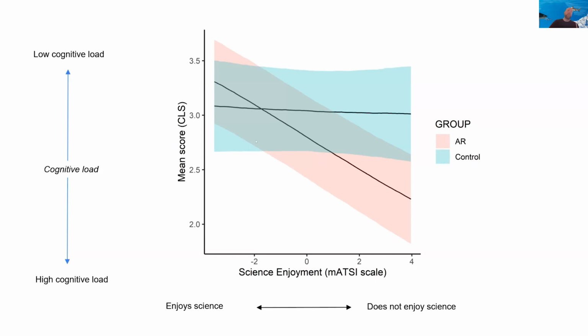This figure is looking at their mean cognitive load, and whether or not they enjoy science. So it's that engagement gap that I was talking about. On the right-hand side, they're not enjoying science. On the left-hand side, they are enjoying science. And the key thing here is to see that as you go further down this mean score on the cognitive load, that means there's more cognitive load. It's more difficult for you to go through the material and the content.